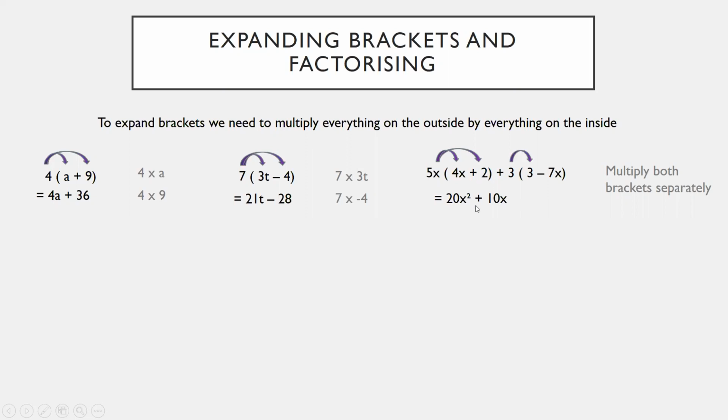Then we just move on to the second bracket. So we're going to do 3 times 3 and 3 times negative 7x. So the 3 and the 3 will give us 9. And then the 3 and negative 7x is negative 21x.